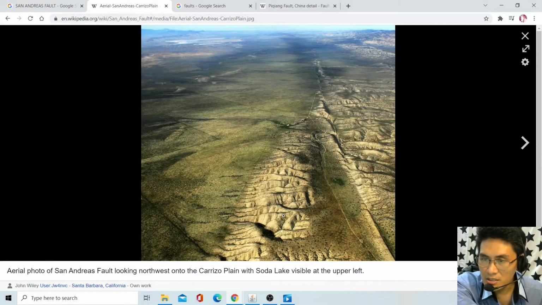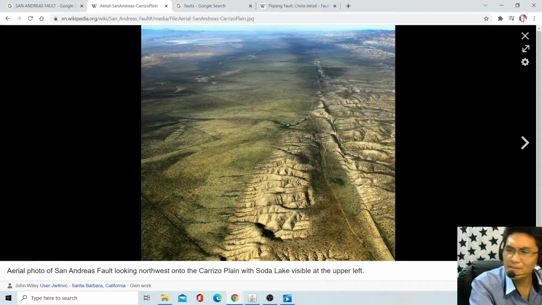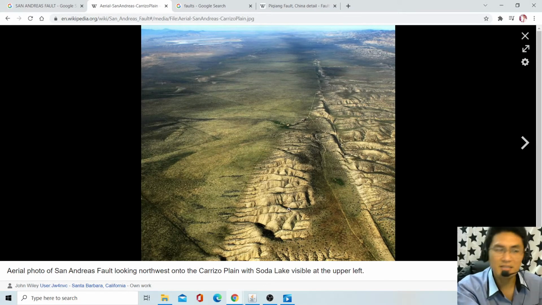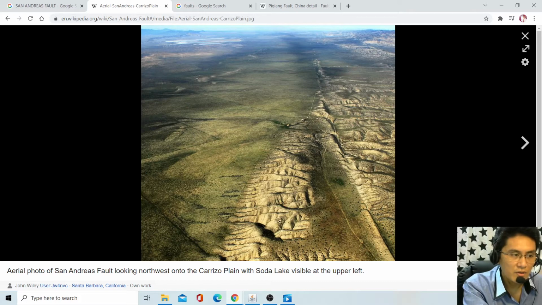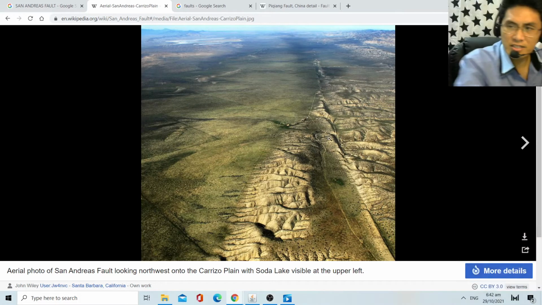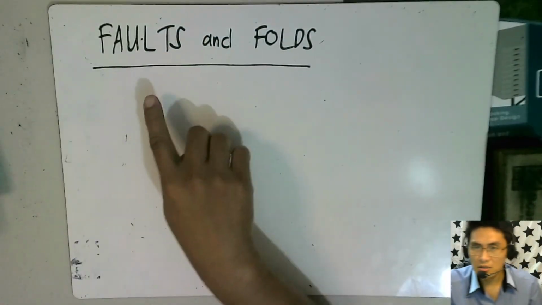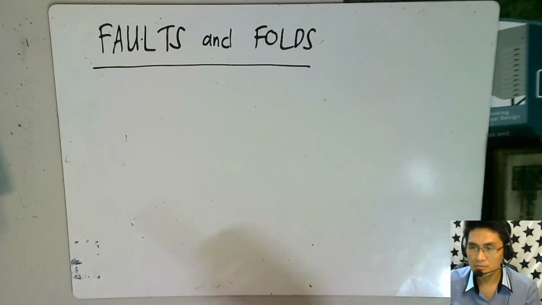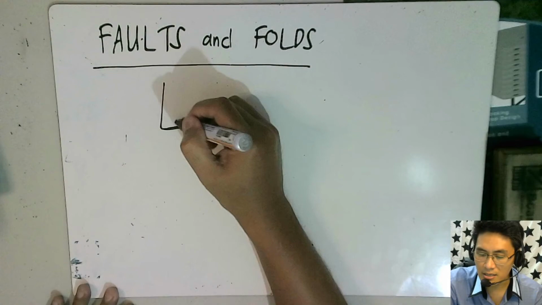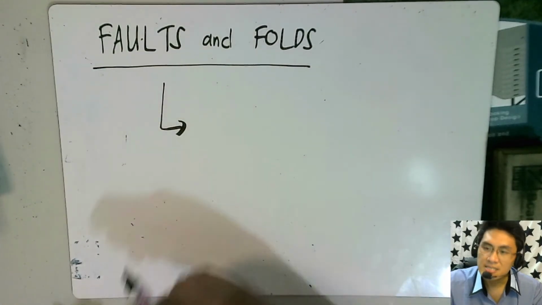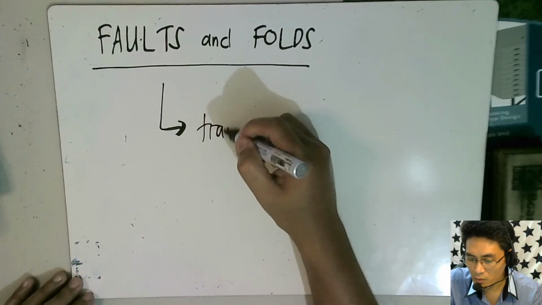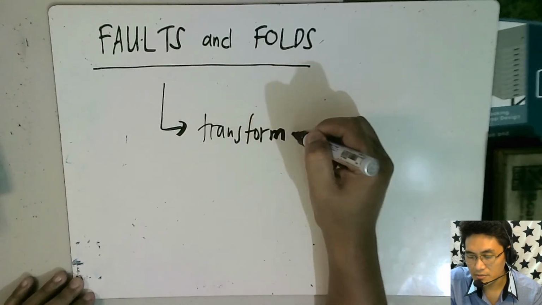You see small hills, not really mountains, not on the scale of mountains, but you can see folds that form hills and small depressions like that. And also you can see faults. So folds and faults are usually more prominently manifested by transform boundaries, right?